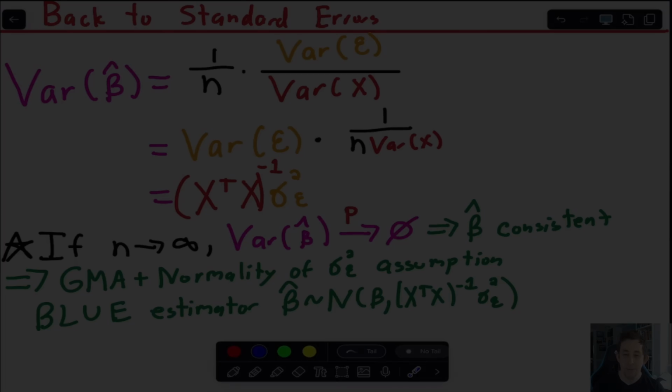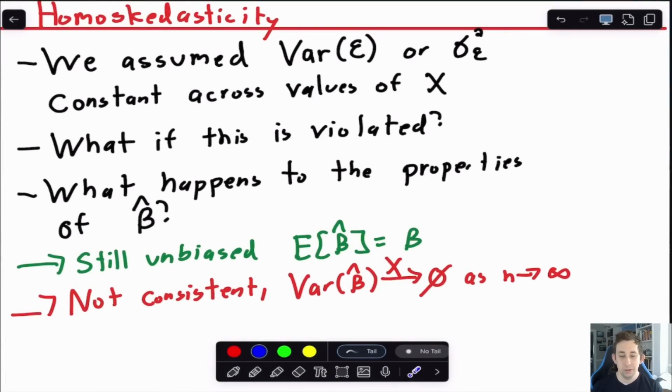Okay, one thing I want to talk about real quick with standard errors is this idea of homoskedasticity, which I talked about in the Gauss-Markov assumptions. We assumed that the variance of epsilon, or sigma squared epsilon, was constant across values of x. That was part of those GMA assumptions that led us to believe that beta hat was BLUE, or a best linear unbiased estimator, and that it was consistent.